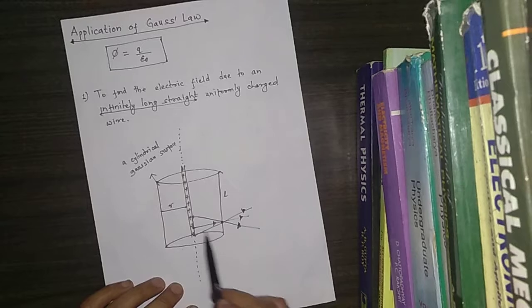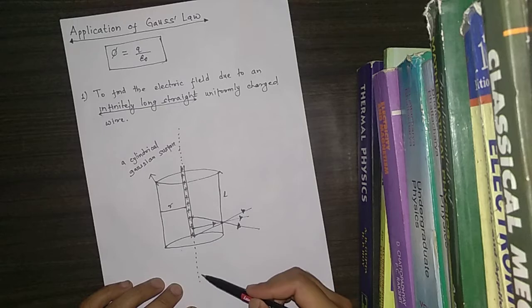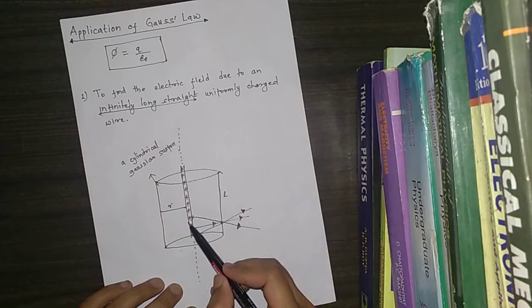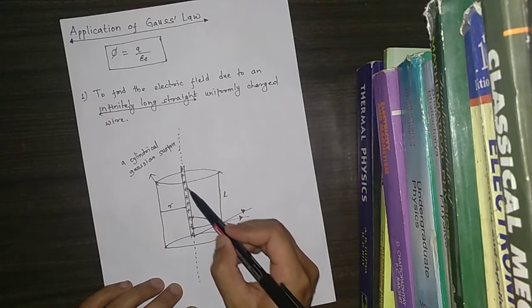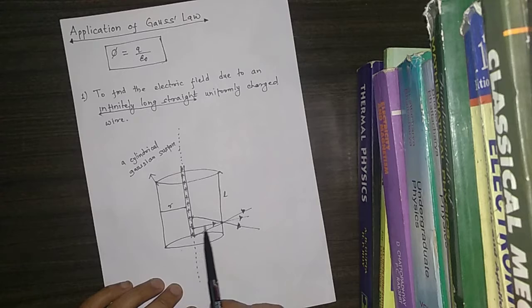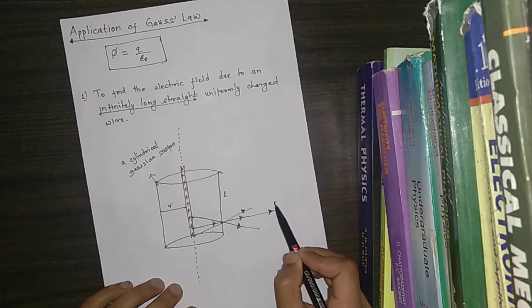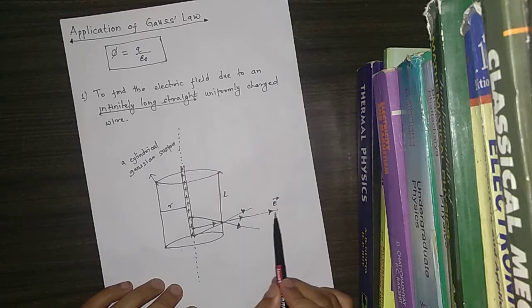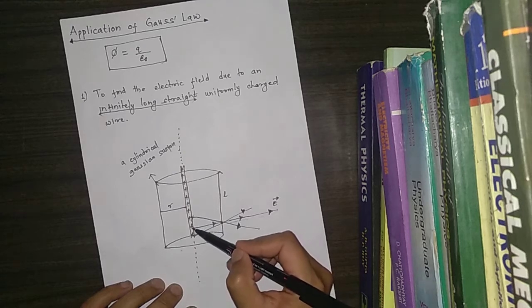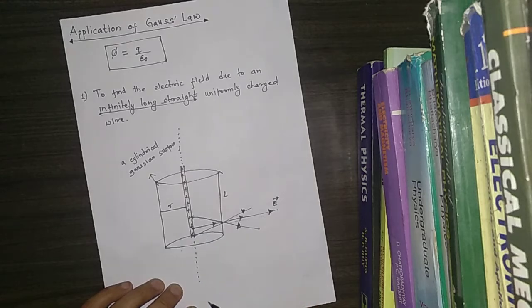That means the contribution of the charges on one side will be towards this direction, and the contribution of the charges on the other side will be towards this direction. So the net electric field at this point will be perpendicular to the surface itself, because there are infinite charges towards this direction and infinite charges towards that direction.